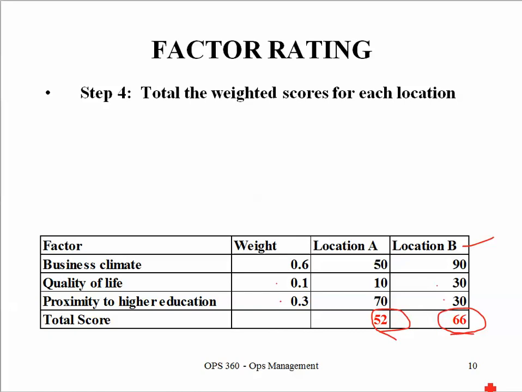So again, a very simple approach, just a few steps necessary. List the factors, determine the subjective weights, and then evaluate each location on each of the 3 factors, and then calculate these total scores as the last step, which is basically just a matter of multiplying the weights times the location scores, and then adding them up across the different factors.